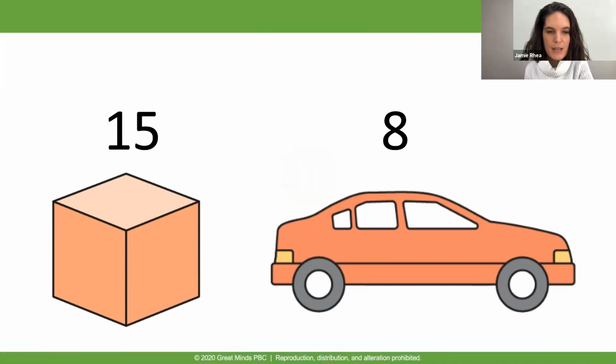Okay, I'm gonna pause. Now, let's read through that again. We had 15 blocks. He used 8 of them to make a car. What does that tell me I need to do? I need to subtract because he took 8 of those from the 15. So let's make our sentence 15 minus 8.